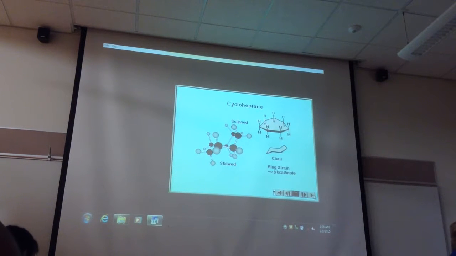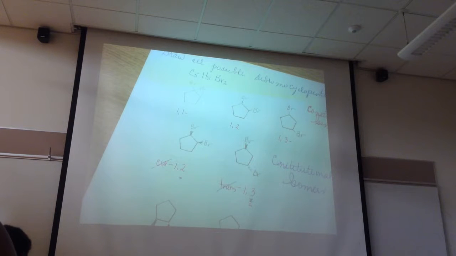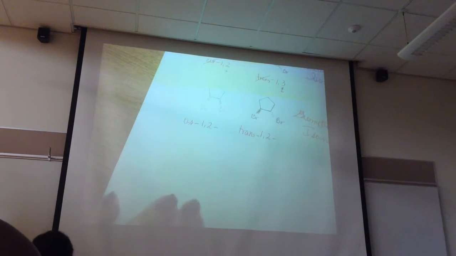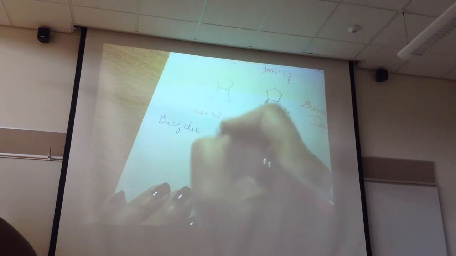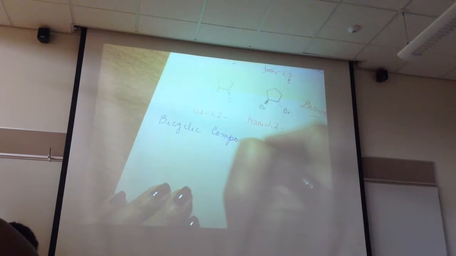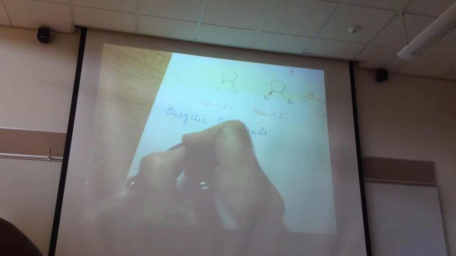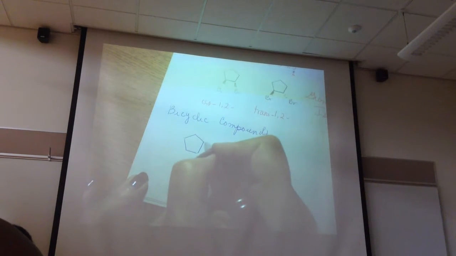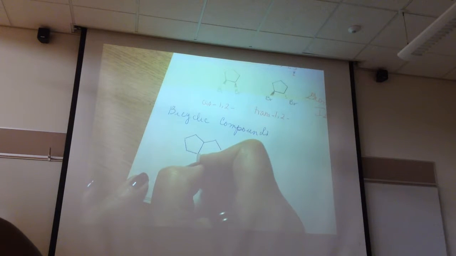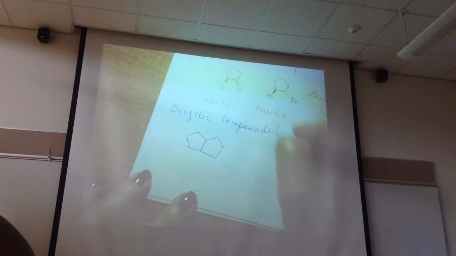I'm going to start drawing the bicyclos because I don't think they do as good a job as I do. So I want to draw bicyclos for a moment, and we have to learn how to name them. Bicyclos, well, the name already says it all. Bicyclic compounds kind of look like this, okay? They can be fused. So we have one ring, and then we can attach another ring to it. That is called a bicyclo, and this is called fused.